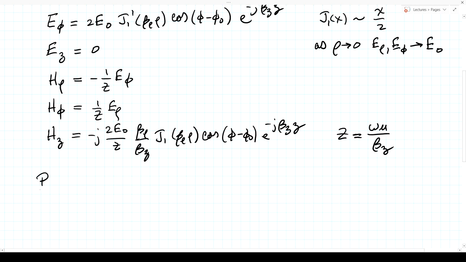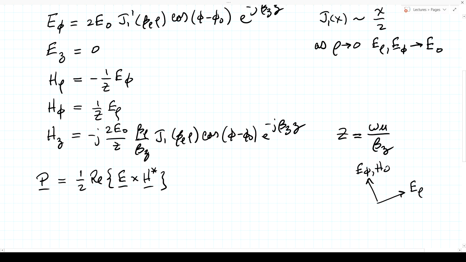So when we go to calculate the Poynting vector, which shows the intensity of the field, the power flow, that's one half the real part of E cross H conjugate. Remembering our unit vectors, we'll have E rho and E phi, and H phi and minus H rho. In this cross product, you get E rho times H phi and then E phi times minus H rho. It's all going to be in the z direction, so it'll be one half a_z hat.